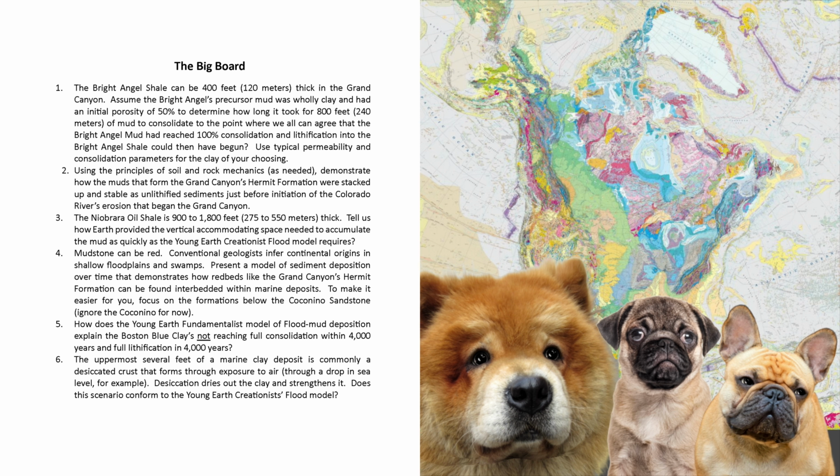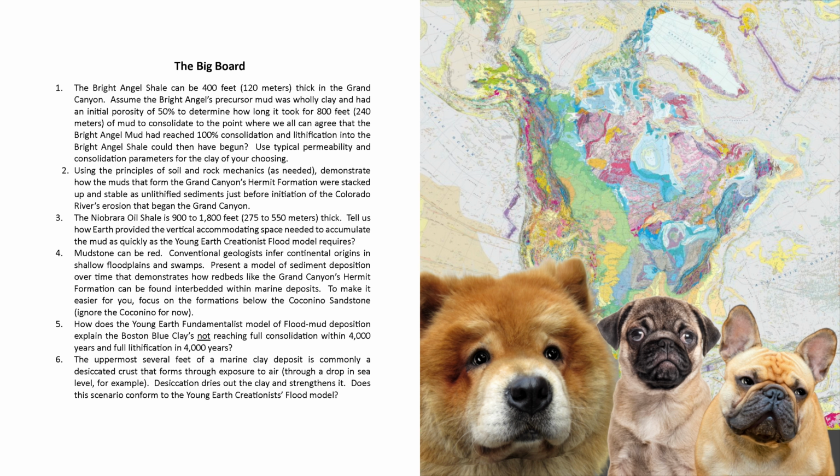Present a model of sediment deposition over time that demonstrates how red beds like the Grand Canyon's Hermit Formation can be found interbedded within marine deposits. To make it easier for you, just focus on the formations below the Coconino sandstone. Ignore the Coconino for now. 5. How does the young Earth fundamentalist model of flood mud deposition explain the Boston blue clays not reaching full consolidation within 4,000 years and full lithification in 4,000 years?